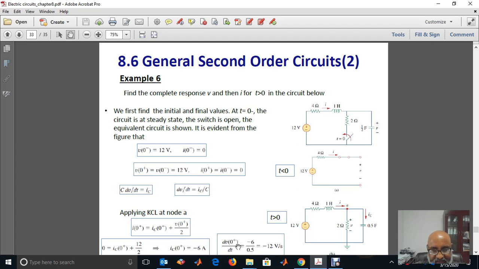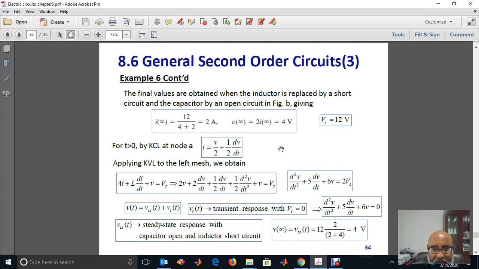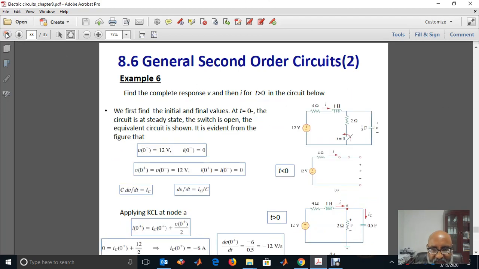From this, we get the derivative of the voltage at 0, which is minus 12. So we get the two initial conditions: V at 0 is 12 volt, and the derivative of V at 0 is minus 12. Then what is I at infinity, the final value of the inductor current after the switch is closed? After the switch is closed, this is short.